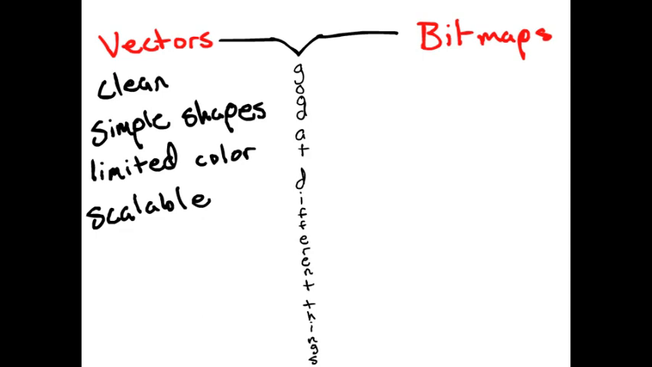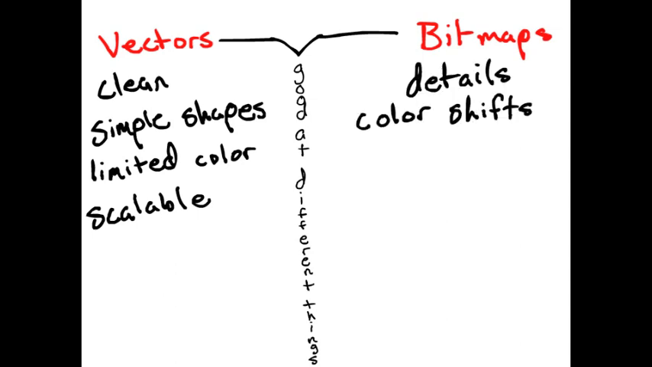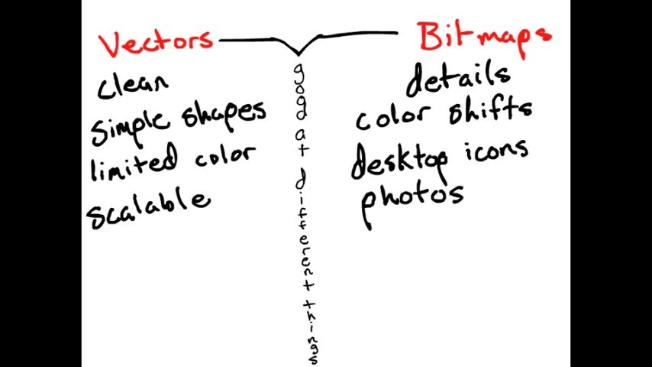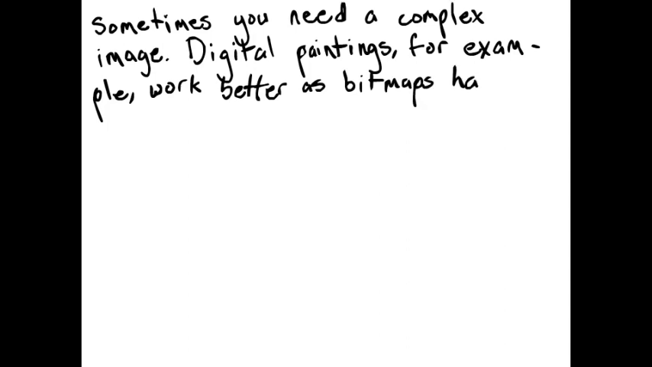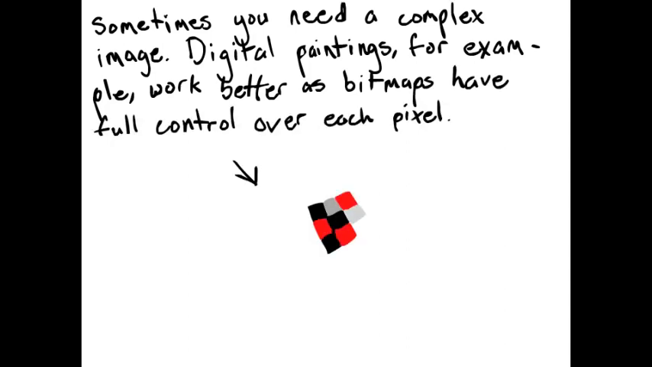Bitmaps, on the other hand, are good at details, usually things like color shifts. They're also far better for sub-48 pixel designs like desktop icons. Bitmaps are also how photographs and scans are stored, since it's impossible to capture an image as a vector. For example, sometimes you need a complex image. Digital paintings can only work as bitmaps because in a bitmap you have full control over each pixel.